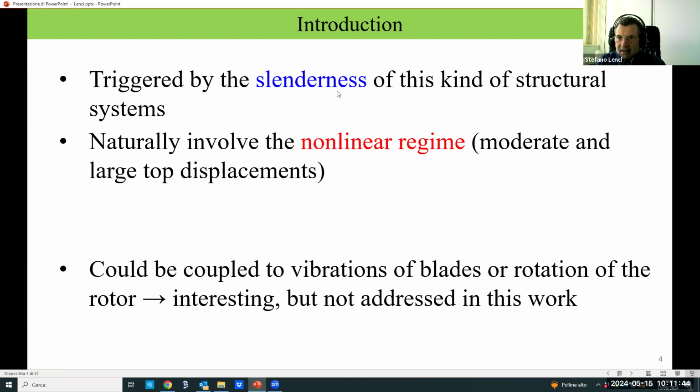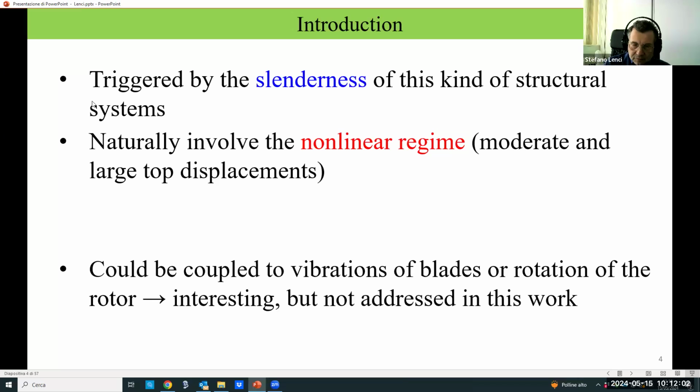And it is triggered by the slenderness of this kind of structural system because commonly they are very, very high. Just to give you a number, the tallness could be up to 100 meters with the radius of the cross-section being 1 meter. So you see how slender they are.